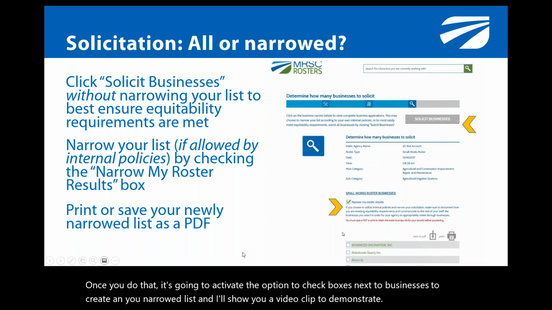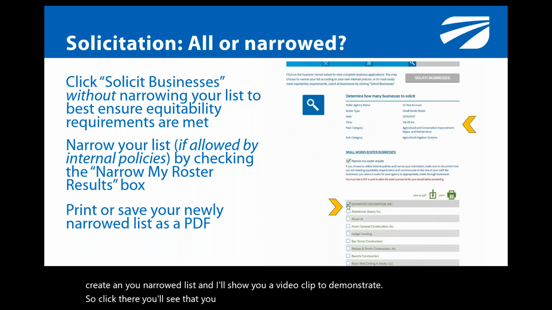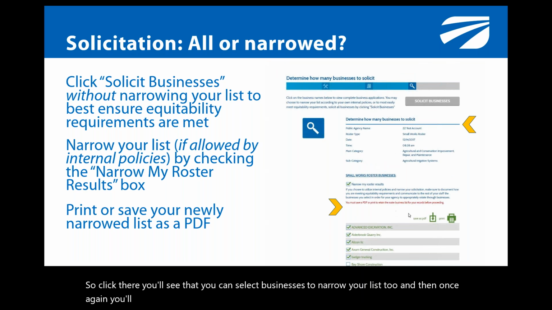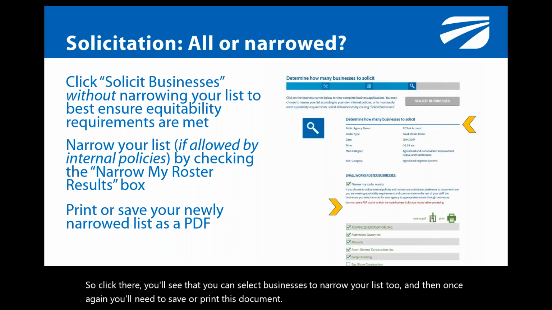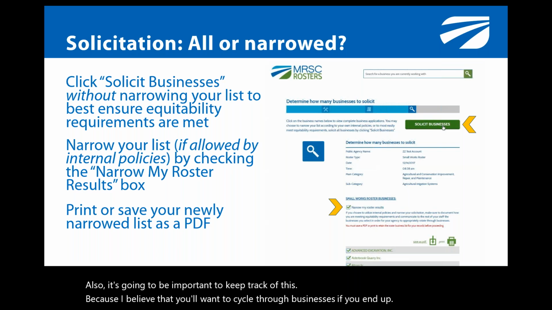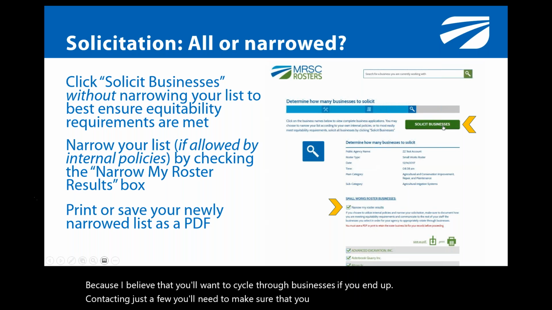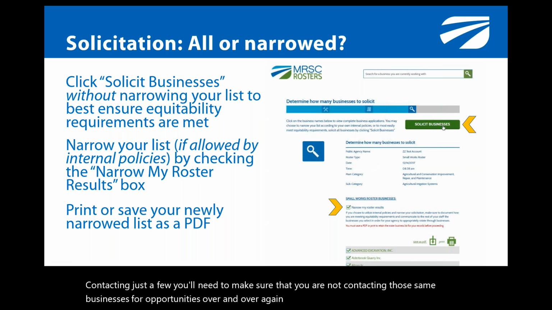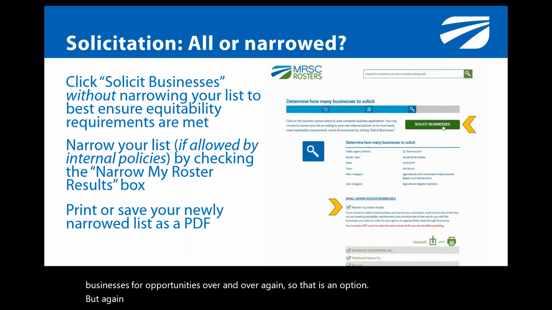So click there. You'll see that you can select businesses to narrow your list to. And then once again, you'll need to save or print this document because you need that record. Also, it's going to be important to keep track of this because I believe that you'll want to cycle through businesses. If you end up contacting just a few, you'll need to make sure that you're not contacting those same businesses for opportunities over and over again. So that is an option, but again, I'll stress that it's easiest to simply solicit all businesses to meet those equitability requirements.